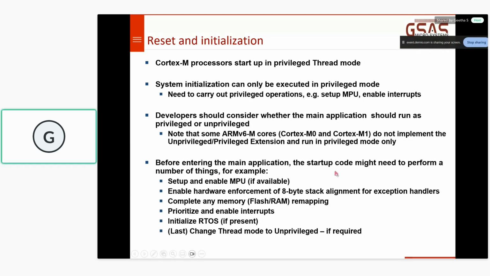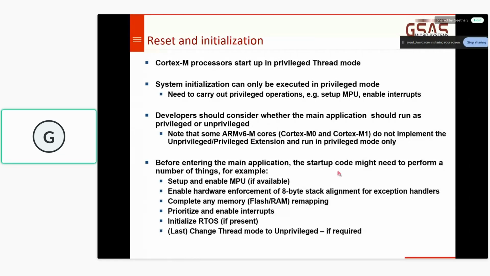Before entering the main application, the startup code might need to perform the following things. You have to set up and enable the MPU, if at all the MPU is provided by the silicon vendor. Then the stack has to be 8-byte aligned to avoid wastage of stack. An unaligned stack is still supported, but it ends up using extra bytes of memory, because stack is very crucial, so you have to be very careful in any embedded application. Complete any memory remapping. The processor can execute code from flash, from on-chip RAM, or from off-chip RAM or off-chip flash. So you have to clearly tell the processor from where it has to execute.